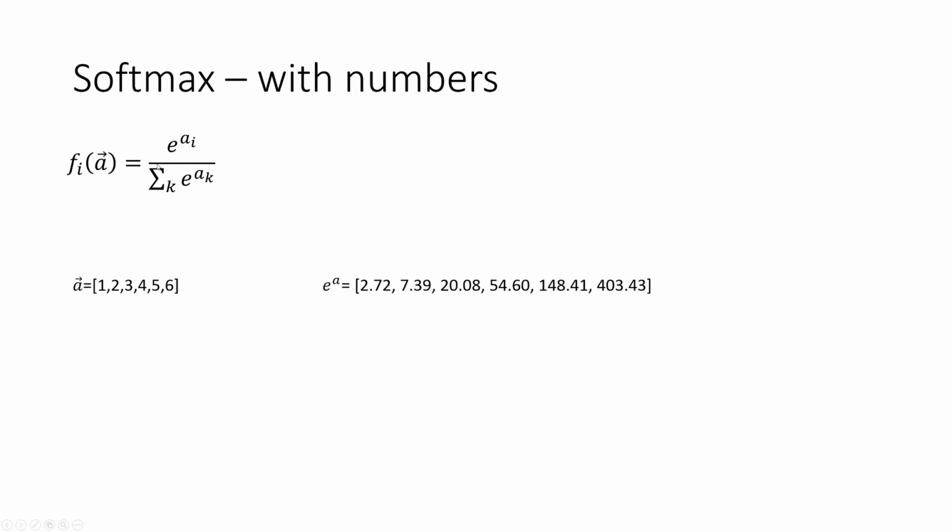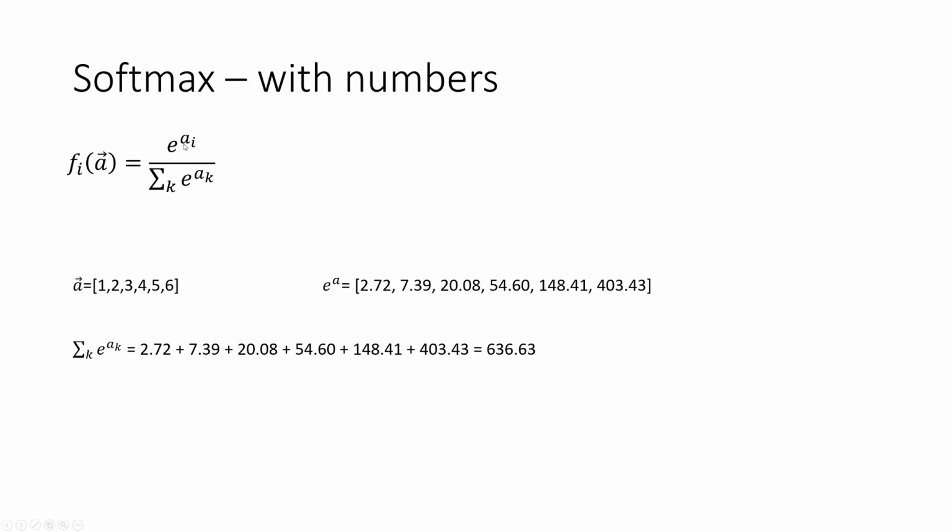The next thing that we're going to do is calculate the bottom part. It's simply the sum over all these values. I would just add them up, 2.72 plus and so on until we reach the final value, and this adds up to roughly 600. And we are pretty much done with calculating all these values.